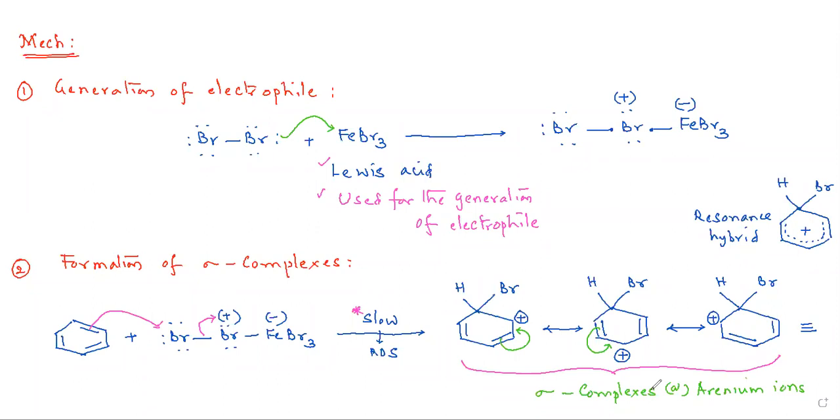Okay. Now here the thing that is eliminated is FeBr3 minus and the other bromine. Nothing but FeBr4 minus. Okay. So this is how the sigma complexes are formed. Now in the last step, we will be considering this to form the end product. Of course, you can take any of the three.